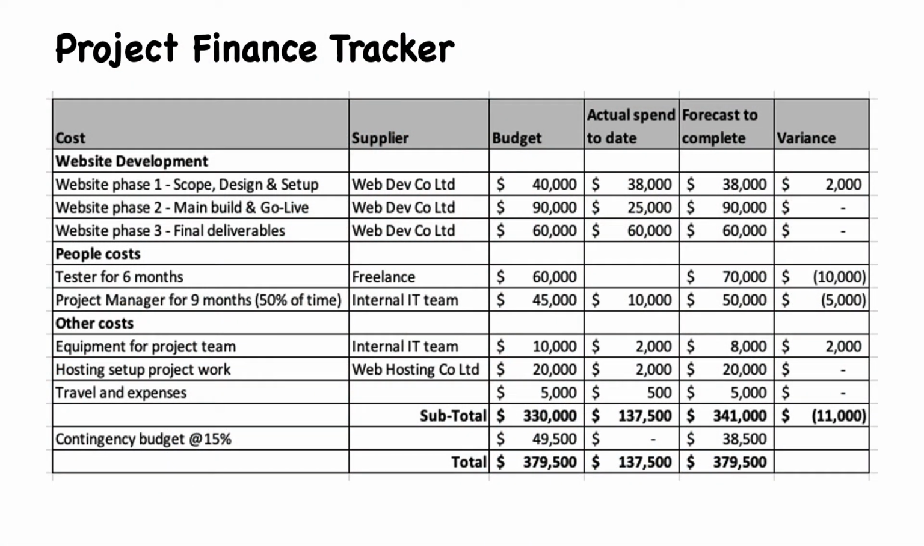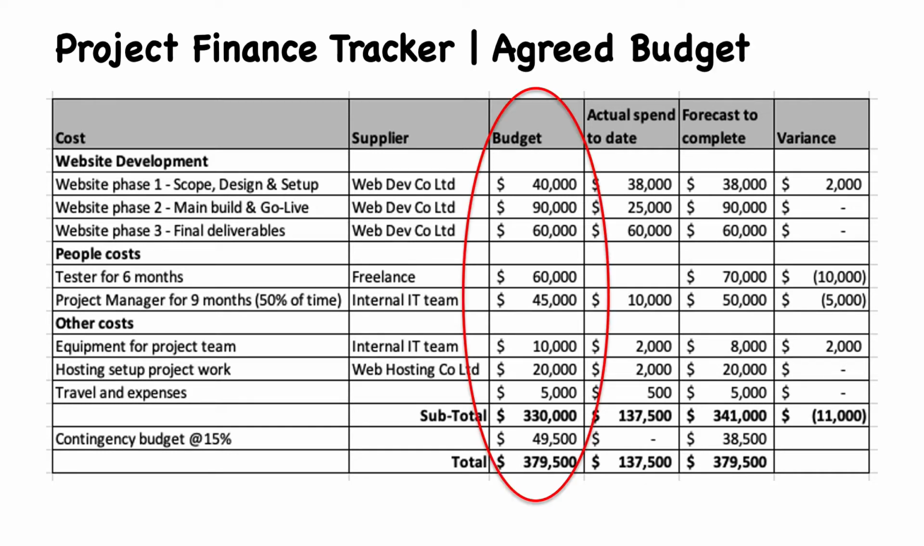So here we've got the project finance tracker. What we've done is we've taken the budget and we've added another 2 or 3 columns to the right here. We've got the original budget here, which was signed off by the project board and the finance team, and this was all agreed. You've got all the green light to progress with the project. So this is the budget. So we've always got the budget there as the reference.